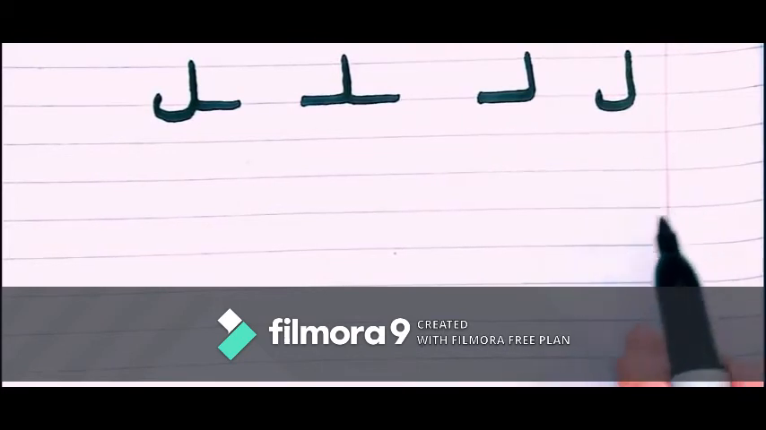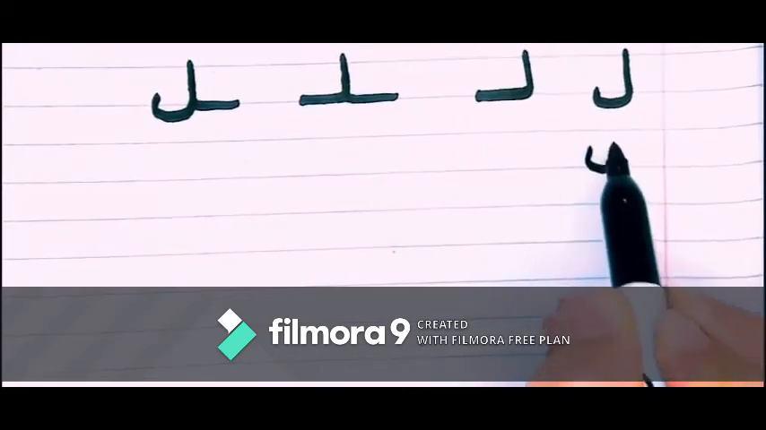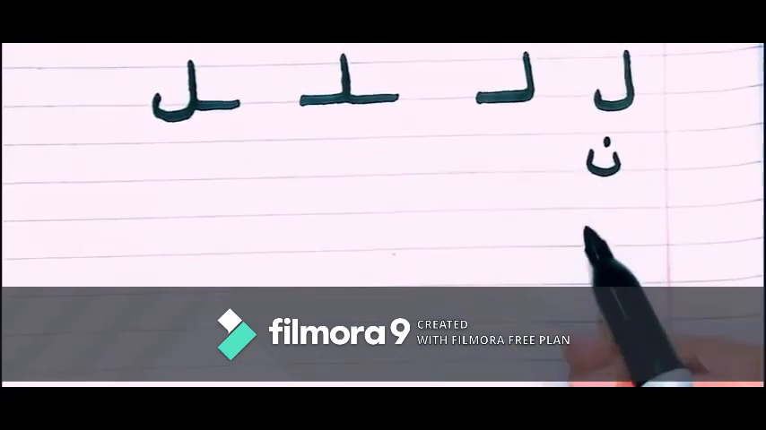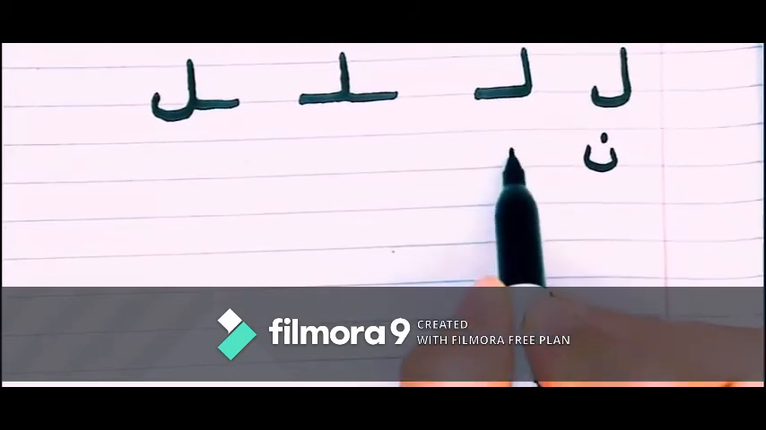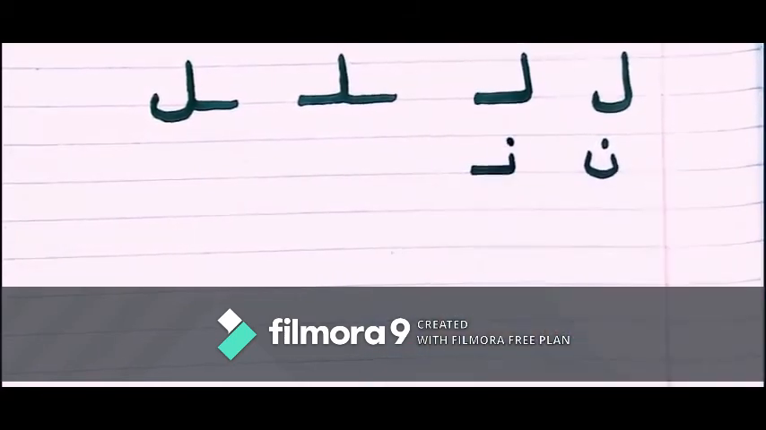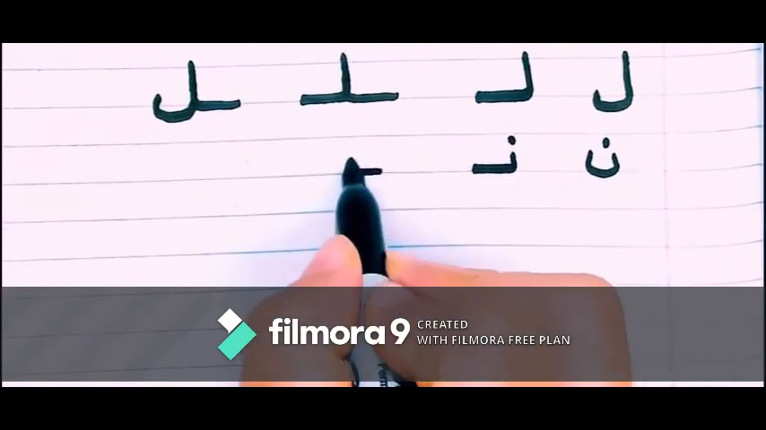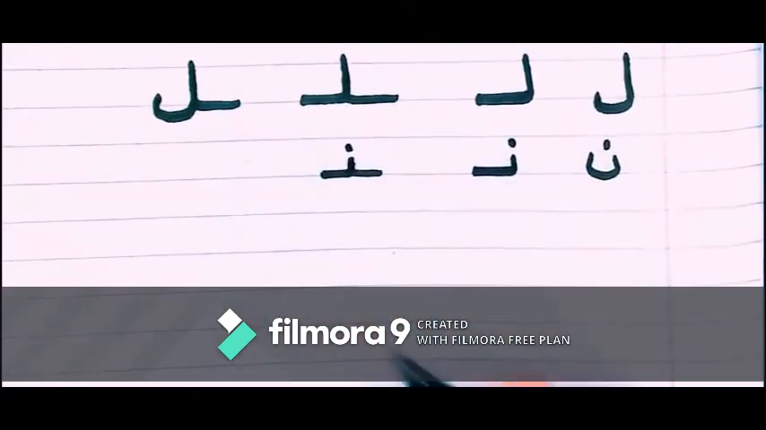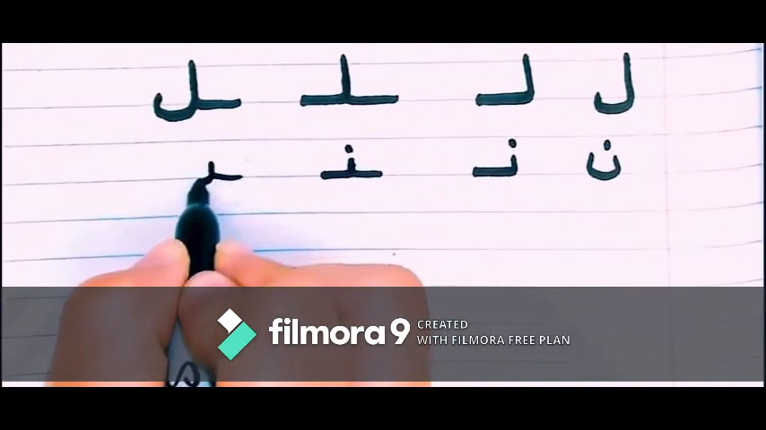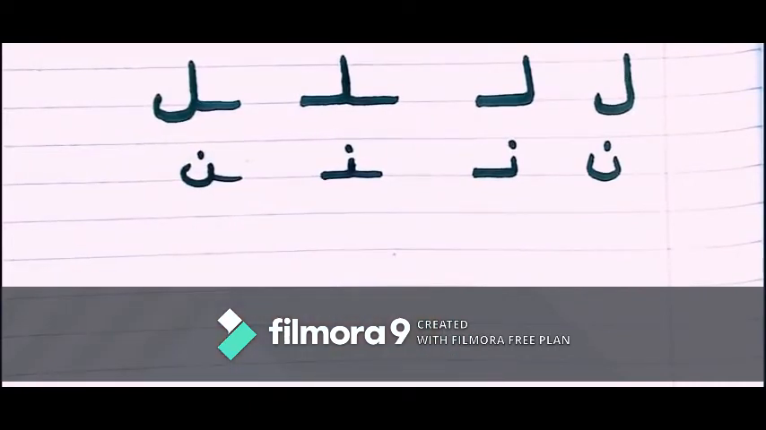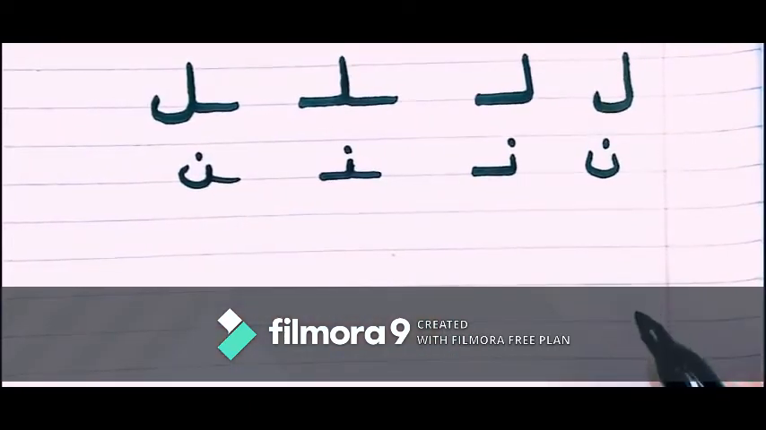And then we've got noon. Noon takes the same shape as ba, ta, and tha. So you start with it this way. You put the dot right on top, in the middle, right on top, and at the end, you bring that little shape.